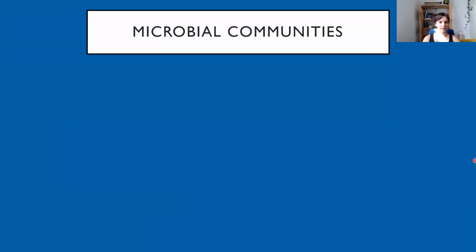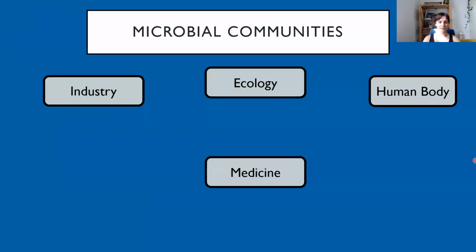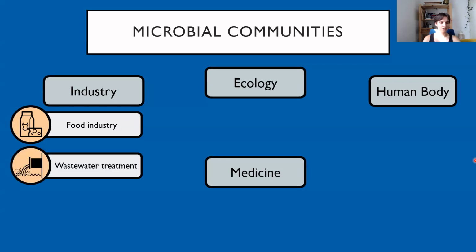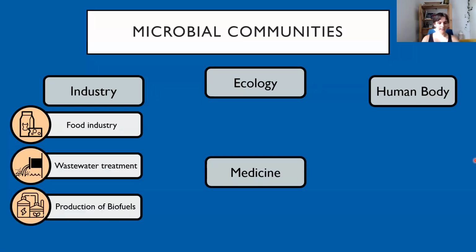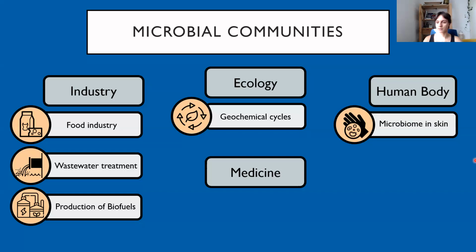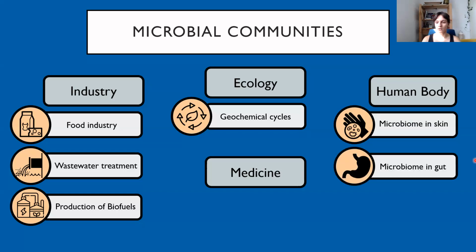Microbial communities can be used for a variety of purposes. For example, they are used in the food industry for the production of dairy products or fermented products. They are also used in wastewater treatment and in the production of biofuels. They are also present and important in different geochemical cycles, and they can be found in the human body as well, for example, in the microbiome in our skin or in our gut.